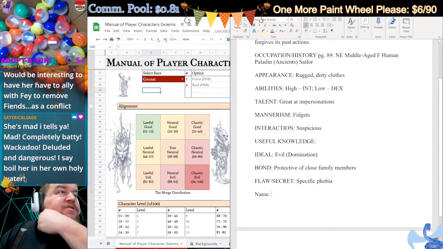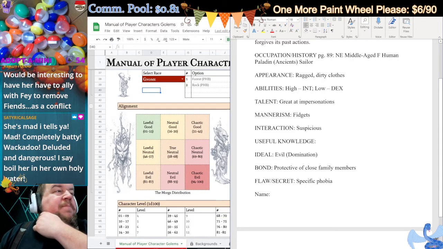Satirical Sage says she's mad. I tell you mad, completely batty, wackadoo, deluded and dangerous. I say boil her in her own holy water.